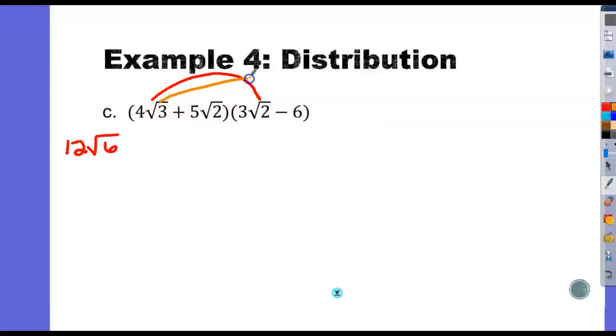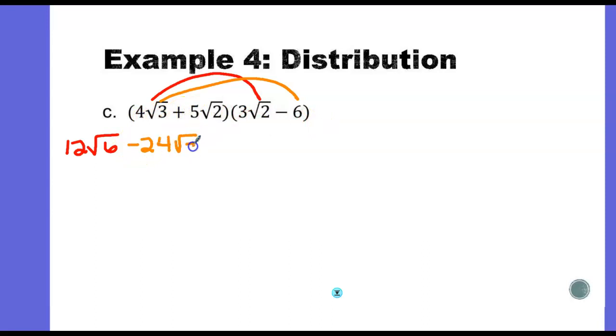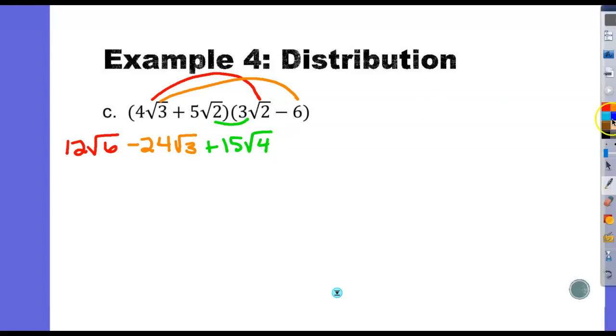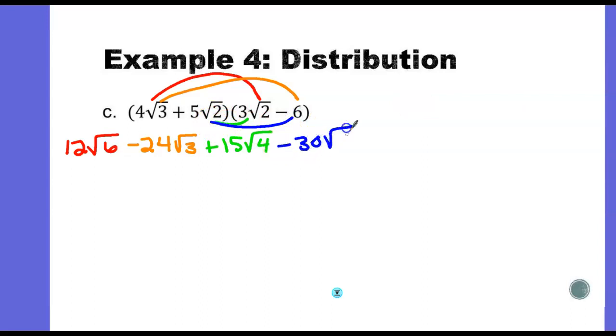I'm going to do this one. This 4 square root of 3 times negative 6 is negative 24 square root of 3. And then I'm going to distribute here. So I'm going to get 15 square root of 4. And then finally, I'm going to distribute here, and I'm going to get negative 30 square root of 2.